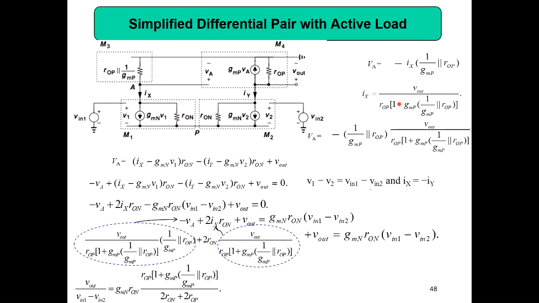And then you can get the gain. Vout divided by Vin1 minus Vin2 is equal to Gmn RON into this big value. So this we can simplify as Vout by Vin1 minus Vin2 equal to Gmn into RON parallel ROP. So that is the equation. You don't have to study this derivation. I have just shown you, and it will not be asked for the exam, just for your knowledge. What this shows is your gain is equal to Gmn, the transconductance of the NMOS, into RON parallel ROP.